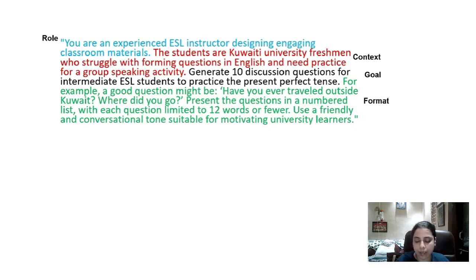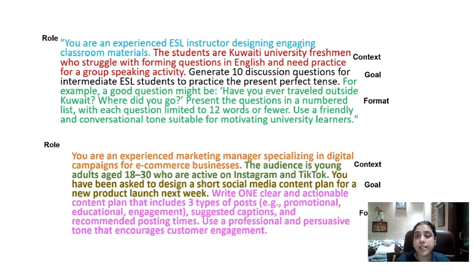Let's see one more example. So this is a slightly different one. We were looking at an English example till now. Let's see a different one in which we are going to write the four things once more. That is the role, the context, goal, and format. Four things you're going to write. So let's start with the role again. You are an experienced marketing manager specializing in digital campaigns for e-commerce businesses.